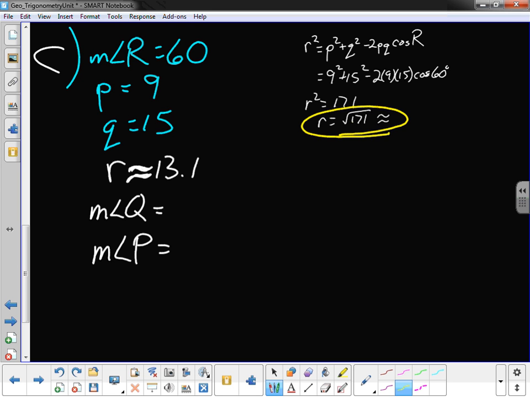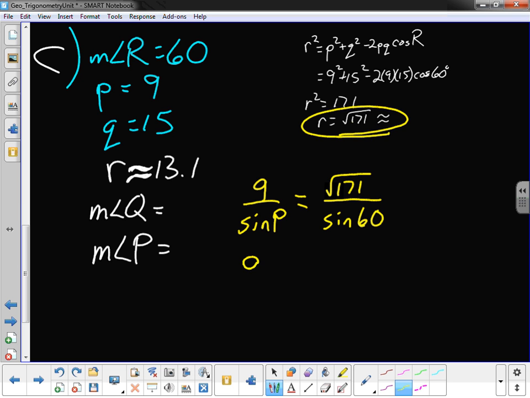We could do 9 over the sine of P equals, and now I have to use that R, the square root of 171, I want to use the most accurate number, over the sine of 60. So that's what we want to solve. And the angle P would have to be the smallest angle because side P is the smallest side. And that's why if I'm going to do the law of sines after the law of cosines, I want to go after the smallest angle. If I'm going to use the law of cosines after the law of cosines, I always go after the biggest angle.